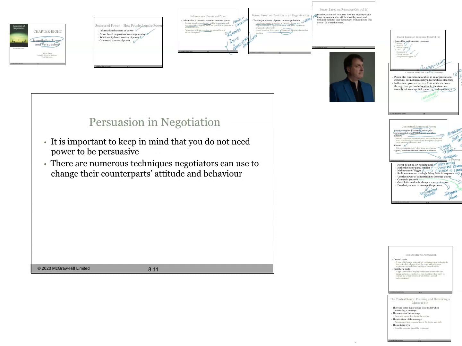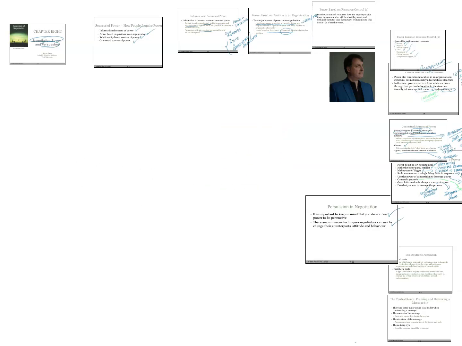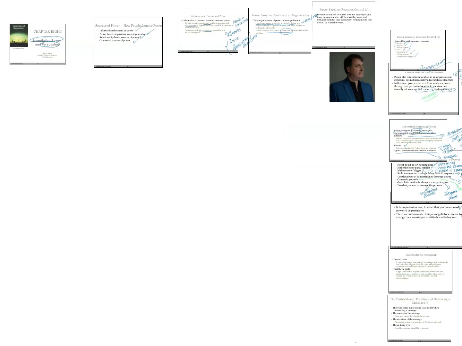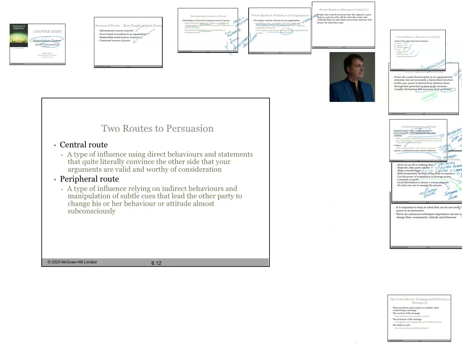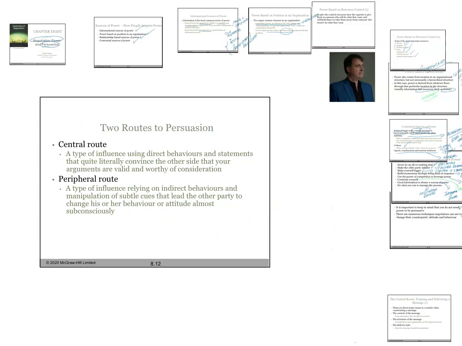And now we're going to take a quick look at a couple of things to keep in mind to help with persuasion during a negotiation. It's not all about having power. In other words, you don't have to have lots of power to be persuasive. And there are techniques that you as a negotiator can use to influence your opponent's attitude and their behavior. We're not going into that in depth now in this video, but here are a couple of things to keep in mind as you move forward with any negotiation.